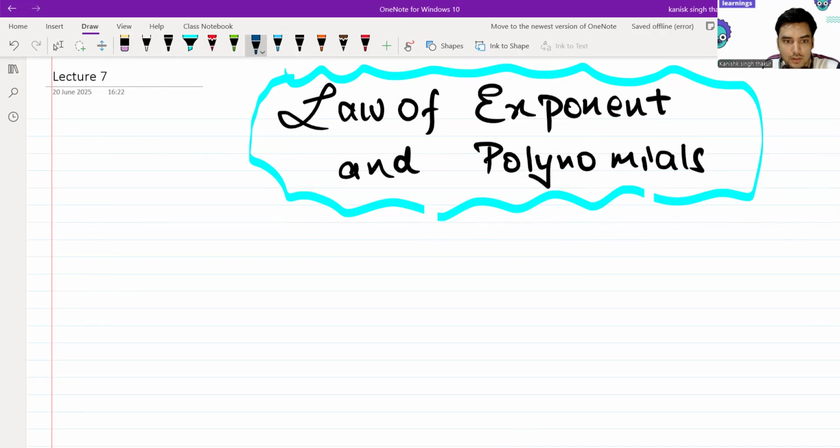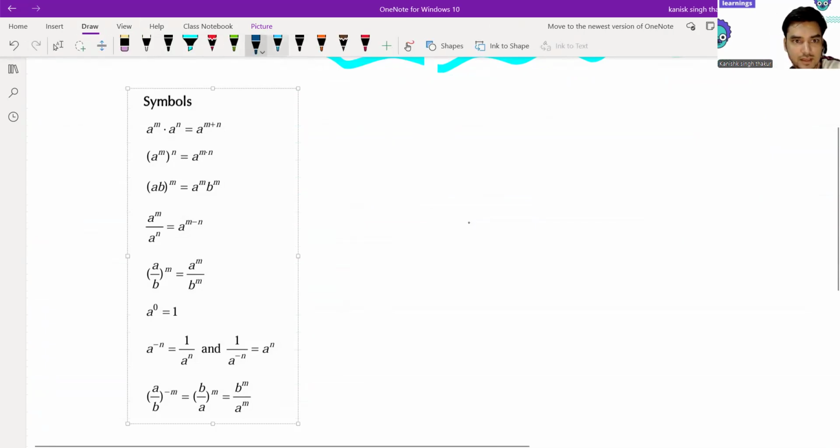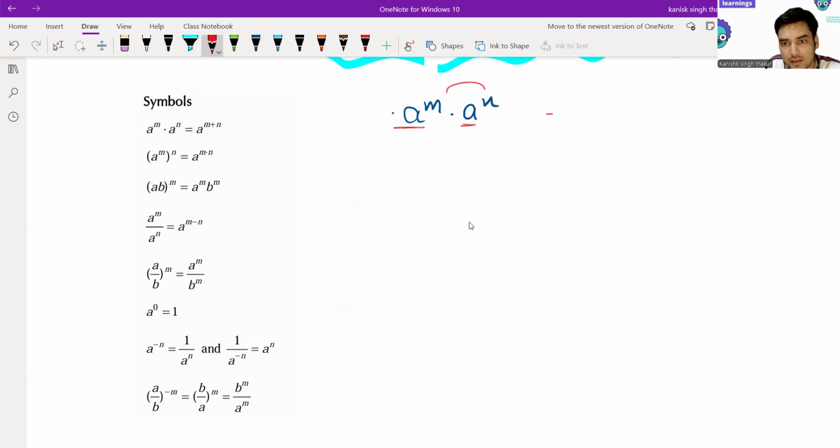First of all, you must be aware of the various laws. I'm not telling you the basics. These are the laws which I'm posting here. Suppose you have the same base, like a to the power m times a to the power n. Remember, the base should be the same, then the powers are added. Normally, these questions are done in the SAT by putting in values. So with the same base, the powers are added: a to the power m plus n.